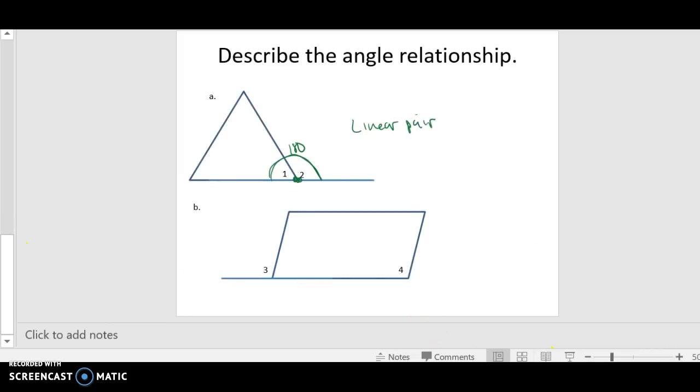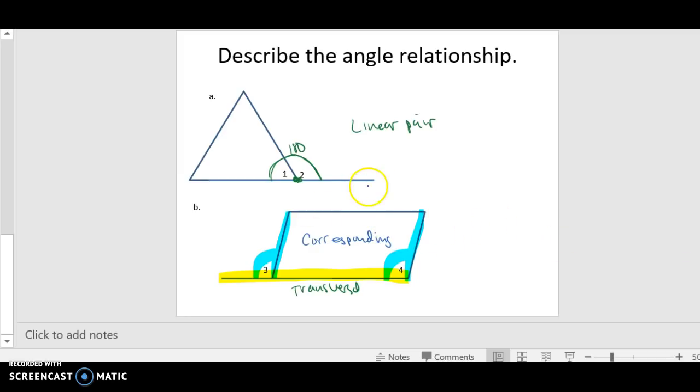And finally, when you look at 3 and 4, if I highlight, both of them touch this line here, which makes this line the transversal. And the other lines, if I put an arc in here, 3 touches that line. Put an arc in here, 4 touches that line. 3 and 4 are on the same side of the transversal, and 3 is exterior, 4 is interior. By description, these angles are corresponding.